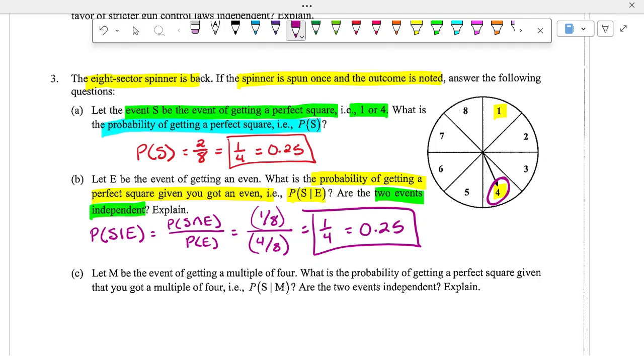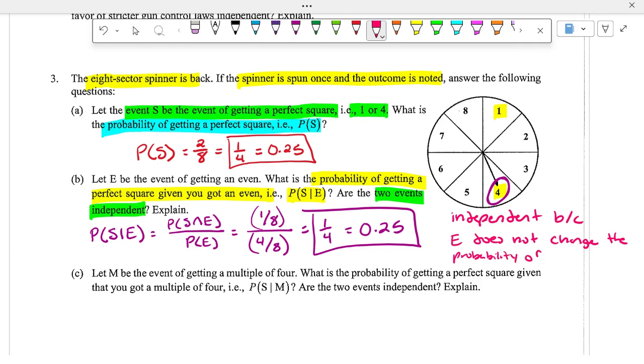So, yes, they are independent. So they're independent because E does not change the probability of S.